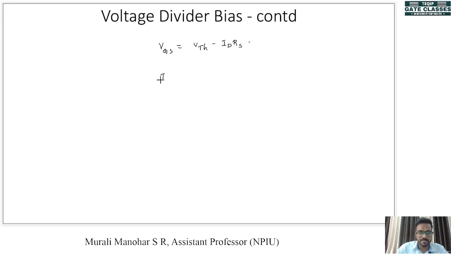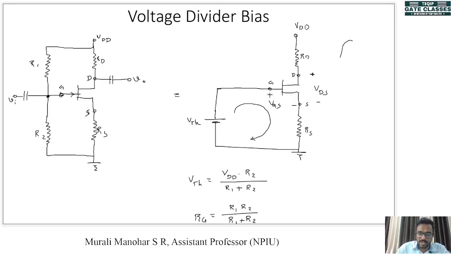What is ID? ID is given by IDSS into 1 minus VGS by VP the whole square. Now substitute the value of VGS here and we can find out the value of ID, and ID should be less than IDSS. Now we can apply the equation for the output loop.